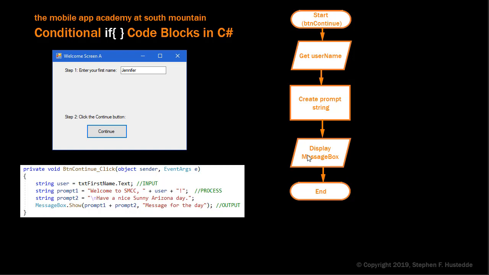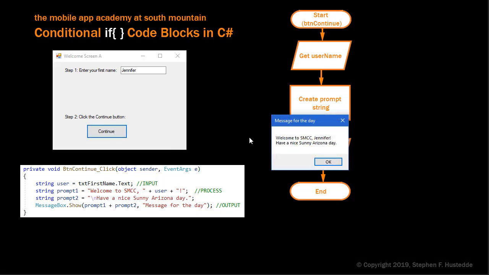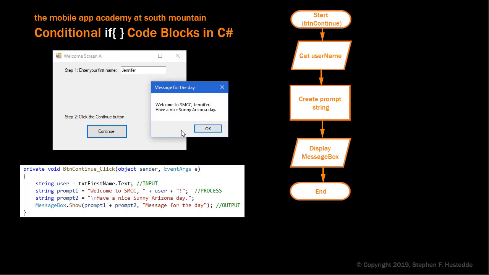And then our output. And for output, we also use an input-output parallelogram. And we're going to say that we want to display a message box. So here's our message box output. Messagebox.show, prompt 1 plus concatenation, prompt 2, and then our title, message for the day. And again, if I run this, there is our message for the day.